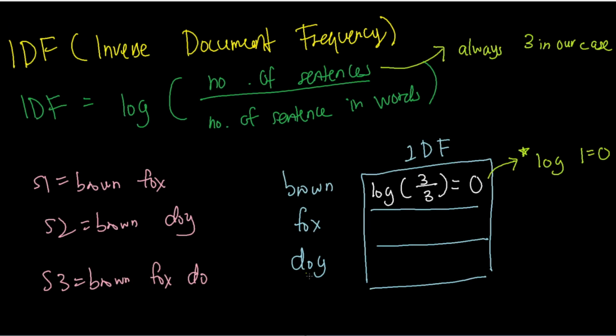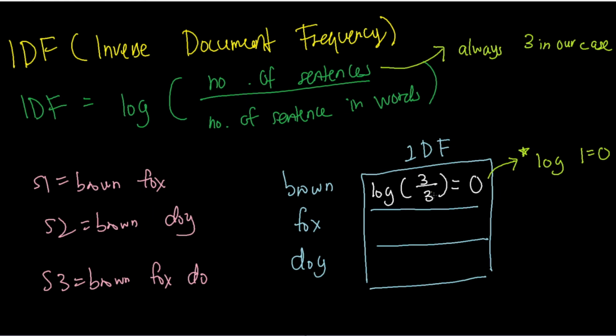As for the inverse document frequency, the formula is actually the log of the number of sentences over the number of sentences that contain the word. So in our case, since we have 3 sentences, this number will always be 3, and for the number of sentences that contain the word, for example, when we look at brown in sentence 1, the IDF would be the log of 3 over 3 because brown occurs in all 3 of the sentences.